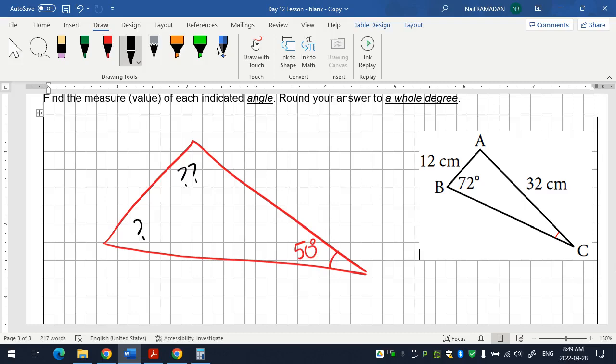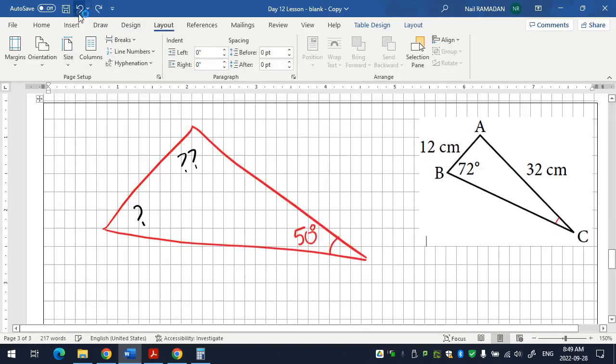So that means we need more information here. You can't just say, oh, Mr. Ramadan, I'll say this one is 64. You can't. If you only know one angle, you cannot know these two. But at least I know two sides, so that's good news for me. Okay, let's do the sine law.